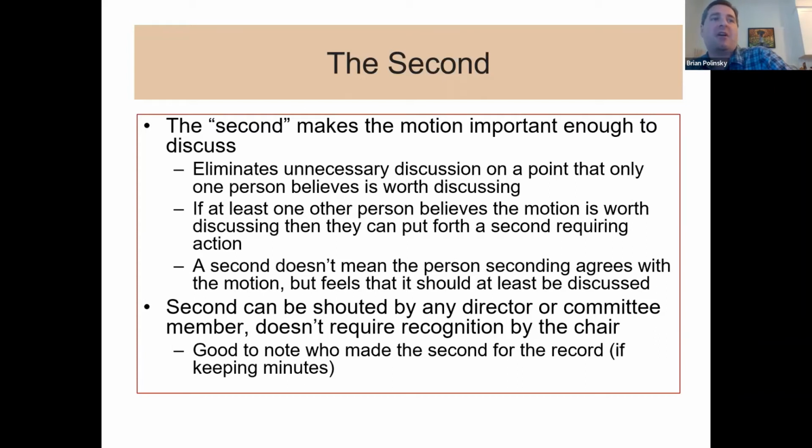The second can be shouted by any director or committee member, and it doesn't require recognition by the chair. It's good to know, if you're keeping minutes, who actually made the second for the record. I don't believe that's required, but you can do that if you're keeping minutes.